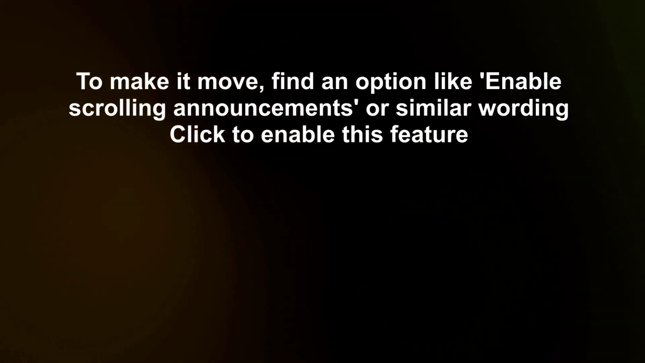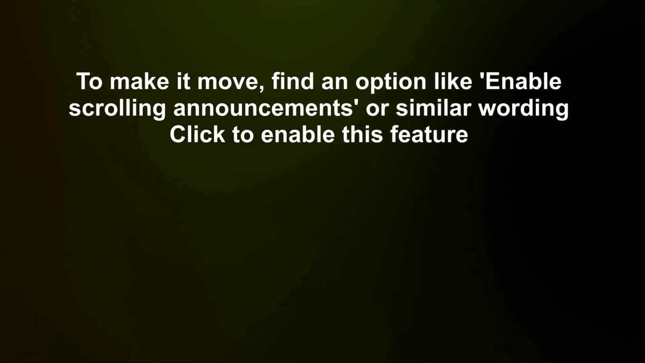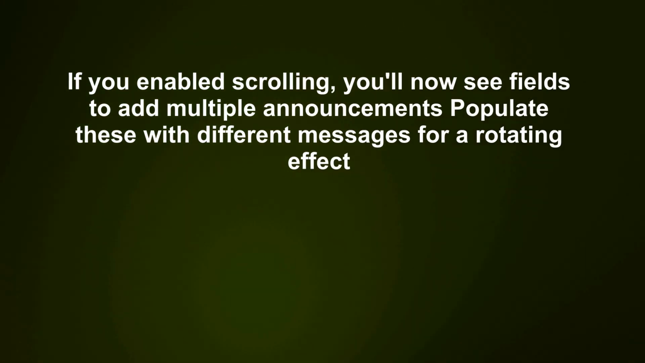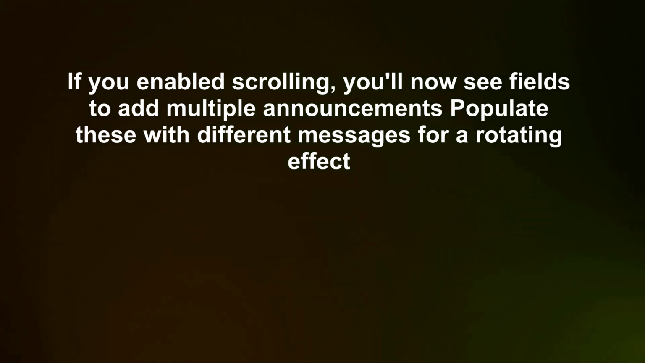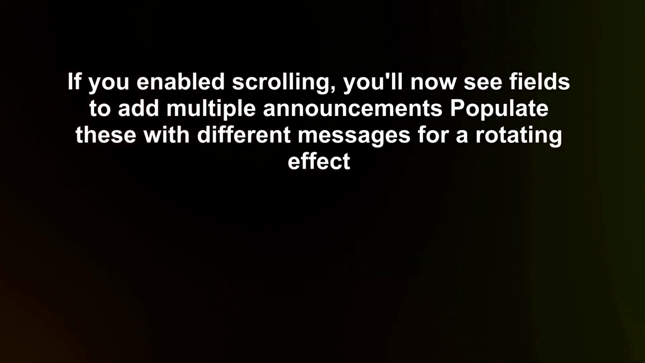To make it move, find an option like Enable Scrolling Announcements or similar wording. Click to enable this feature. If you enabled scrolling, you'll now see fields to add multiple announcements. Populate these with different messages for a rotating effect.